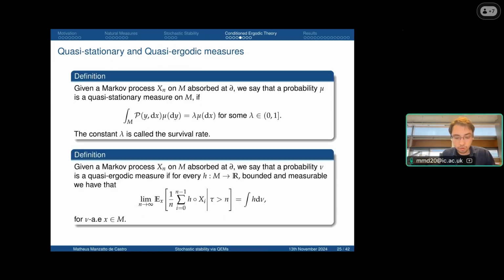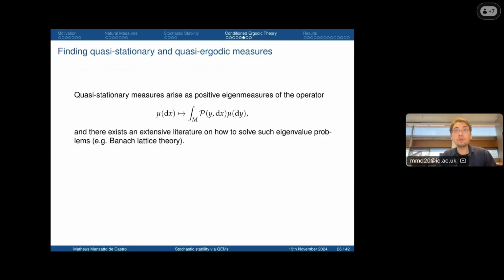The second measure of interest is one that behaves well under conditioned Birkhoff averages. We define mu as a quasi-ergodic measure if for any h that is bounded and measurable, when I look at the conditioned Birkhoff averages, they converge to some distribution. It is worth mentioning that these two measures, differently from the case without escape, tend to be different. Actually, they are always different unless you are in a situation where things are quite pathological. Finding these measures is extremely easy.